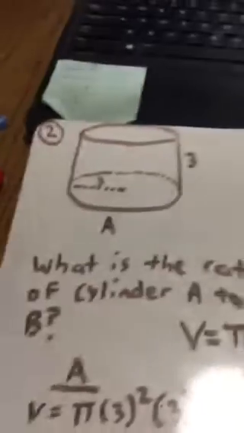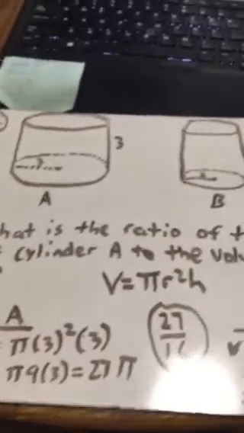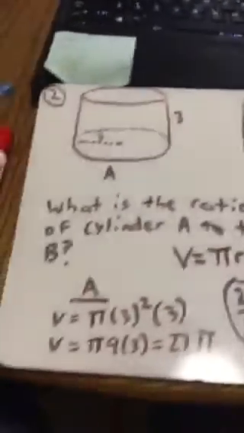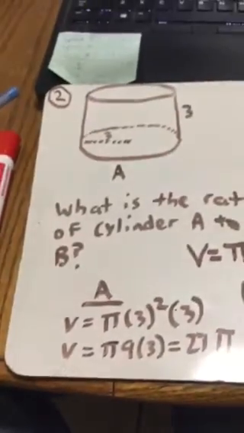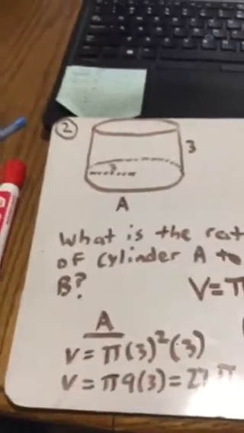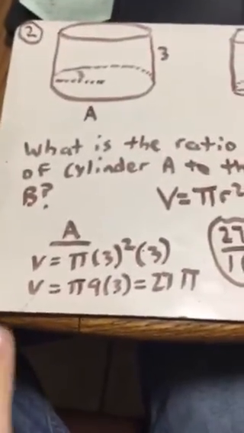So here are my two cylinders, cylinder A, cylinder B. Here's the question. What is the ratio of the volume of cylinder A to the volume of cylinder B? And there's the formula. Volume equals pi r squared h. So for cylinder A, we see that the radius is 3 units. And we see that the height, the given height, is also 3 units.